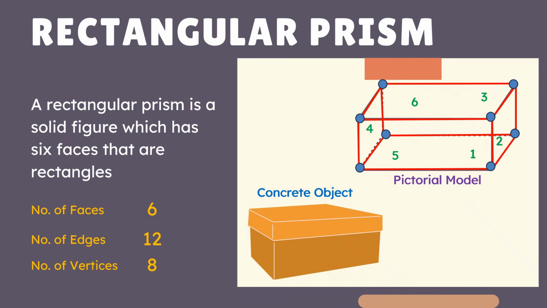So look at the number of faces, edges, and vertices of a rectangular prism compared to a cube. Do they have the same number of faces, edges, and vertices? Oh yes, you're right. A cube and a rectangular prism have the same number of faces, which is 6, the same number of edges, which is 12, and the same number of vertices, which is 8.